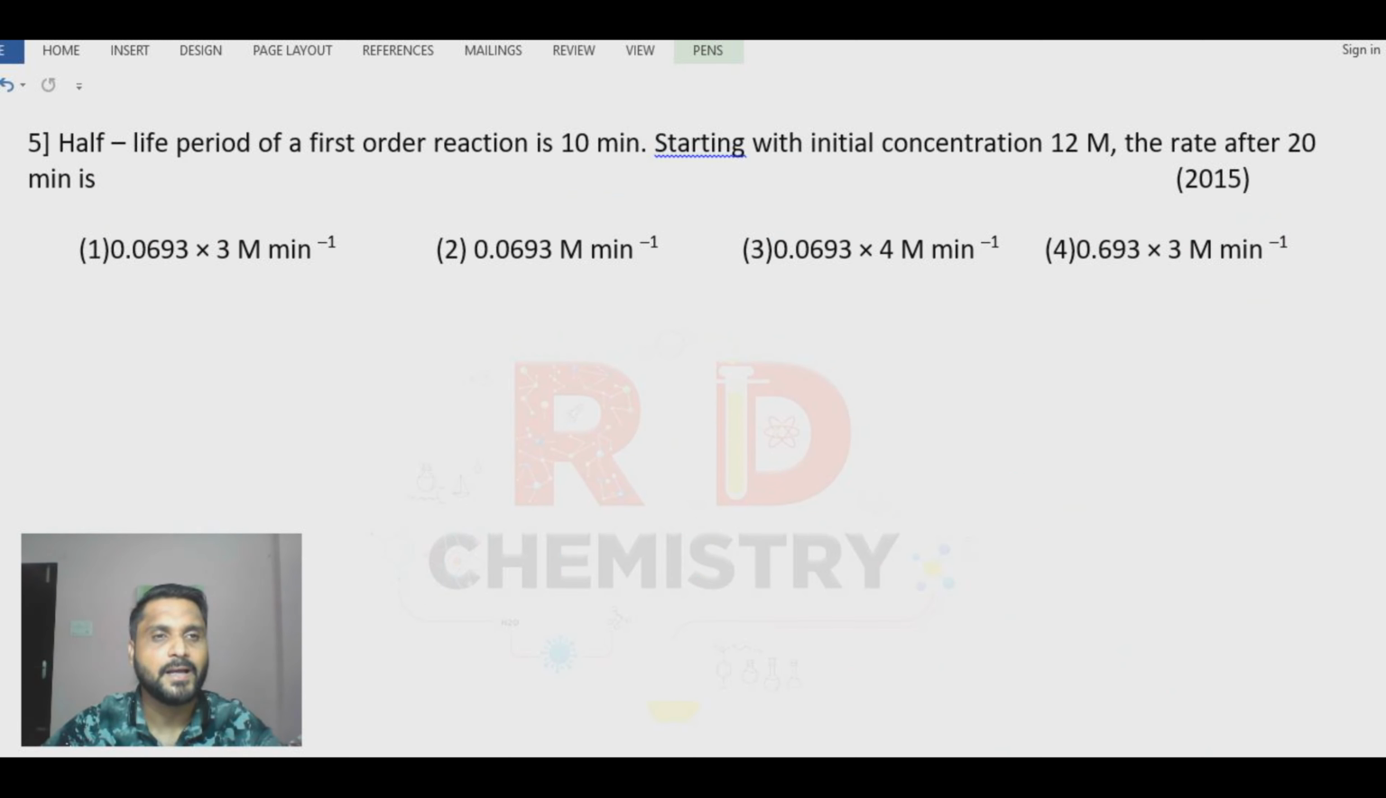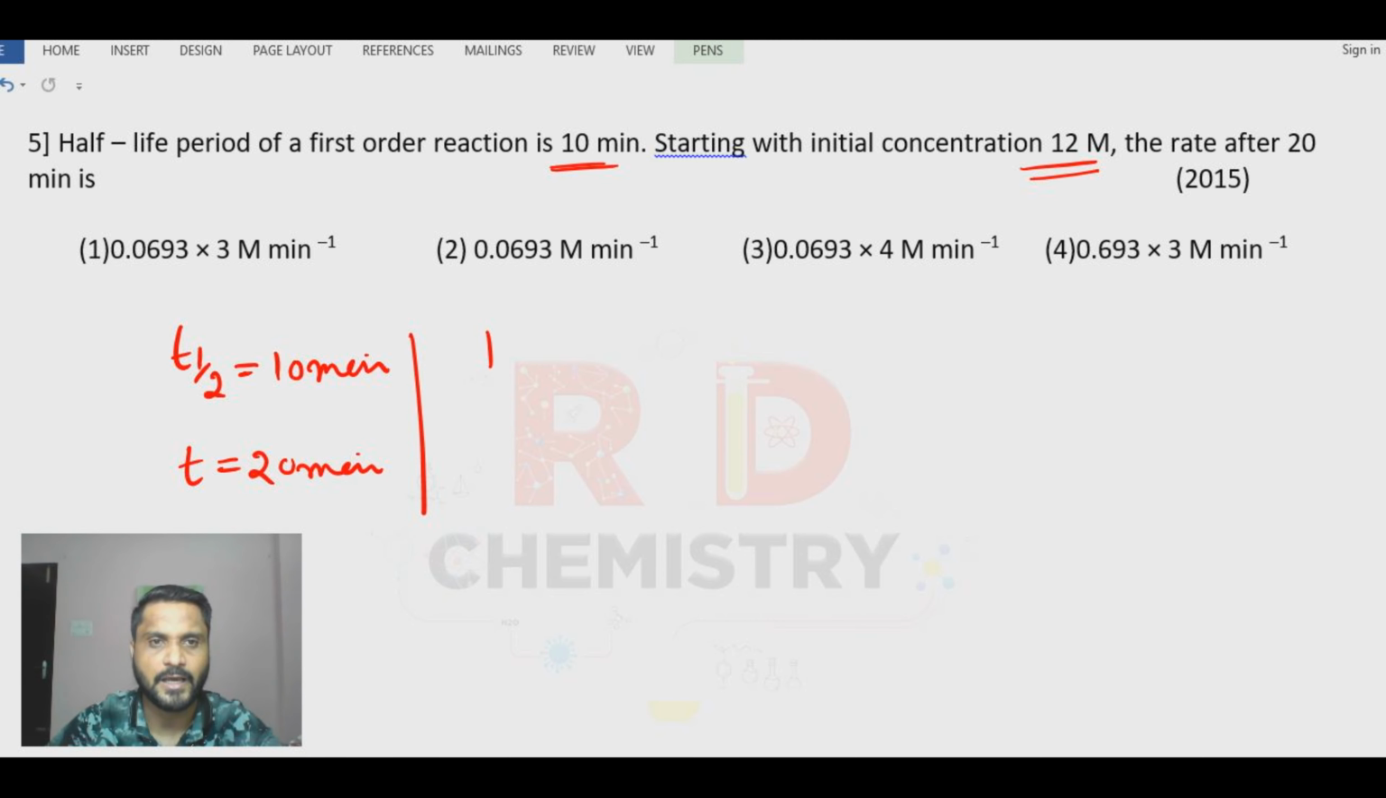Question number 5. Half-life of first order is given 10 minutes. They are given T half is equal to 10 minutes. Starting initial concentration 12 molar, rate after 20 minutes is equal to. So you have to calculate after time t is equal to 20 minutes, what is the rate of the reaction? You have to calculate rate.